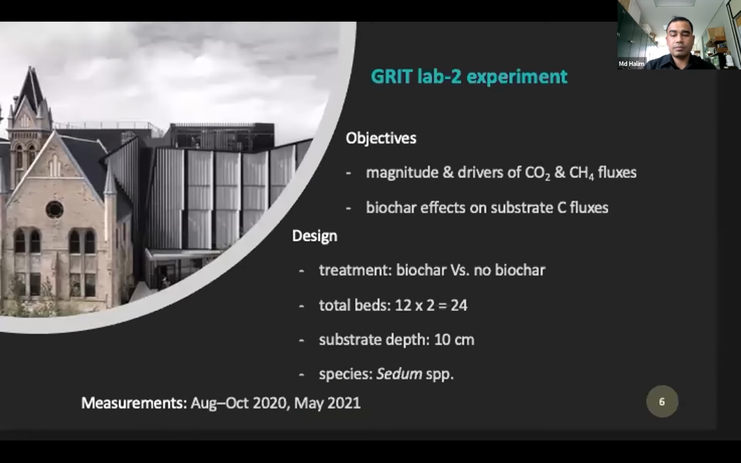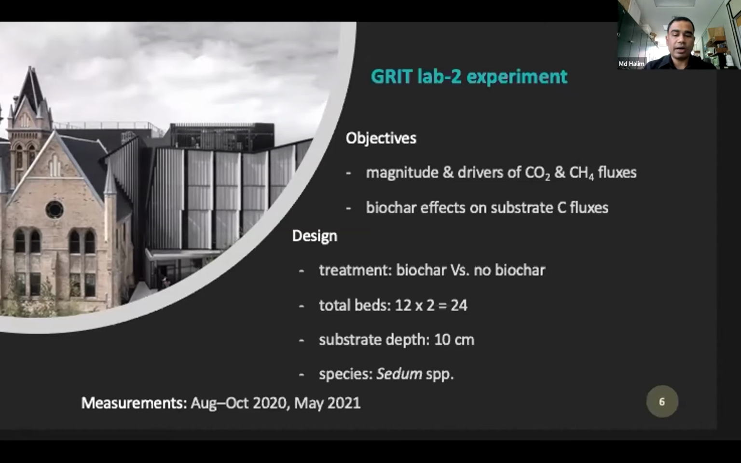So to overcome some of the limitations discussed and to further our understanding, we set up an experiment at Grid Lab 2, Spadina 1, an experimental extensive green roof at the University of Toronto. Using the dynamic closed chamber technique in replicated green roofs, we looked at the magnitude and drivers of substrate carbon dioxide and methane fluxes from green roof substrate. We're also looking at the effects of biochar on substrate carbon dioxide and methane fluxes in the green roof.